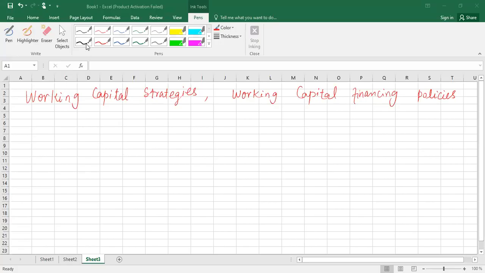Okay, now we are continuing with the working capital strategies and working capital financing policies.